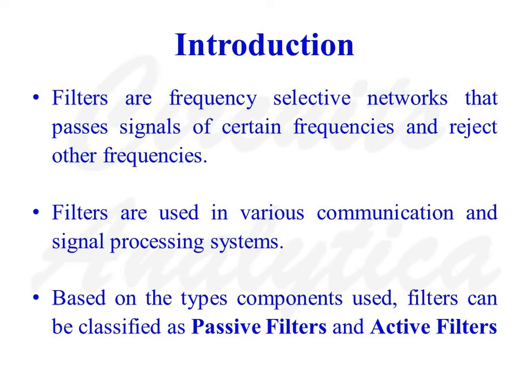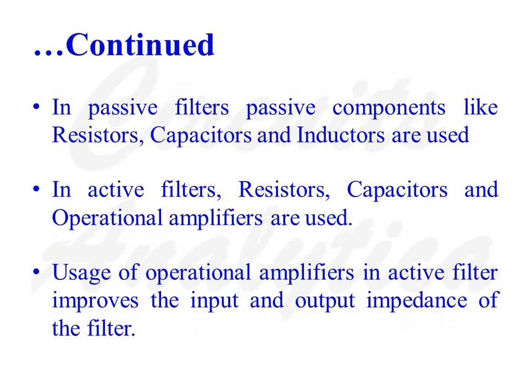Based on the types of components used, filters can be classified as passive filters and active filters. In passive filters, passive components like resistors, capacitors, and inductors are used. In active filters, resistors, capacitors, and active components like ICs are used. Usage of operational amplifiers in an active filter improves the input and output impedance of the filter.